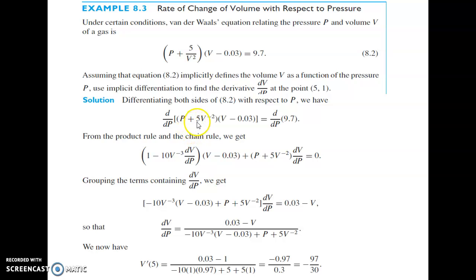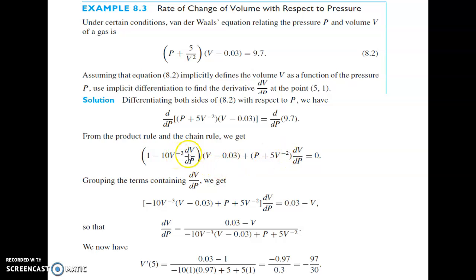Then the derivative of this term as it is. This means I am using the product rule, this and this. So I find the derivative of this as it is. Now I keep this as it is here, then I find the derivative of this. So what is the derivative of v with respect to p? It is dv by dp minus 0. So derivative of any number is 0. So I will collect this, 5v to the power minus 2 dv by dp, 10v to the minus 3, that is with minus dv by dp. So first I will multiply these two, and then this and this I will multiply.